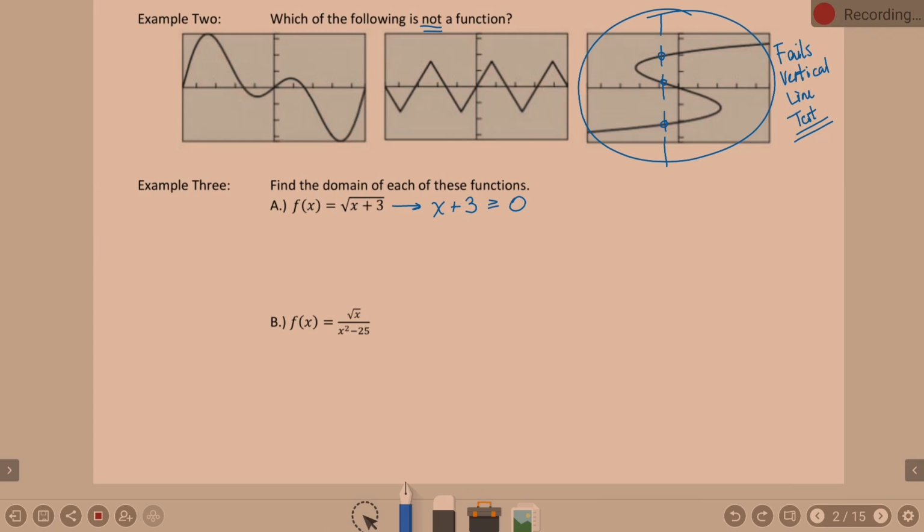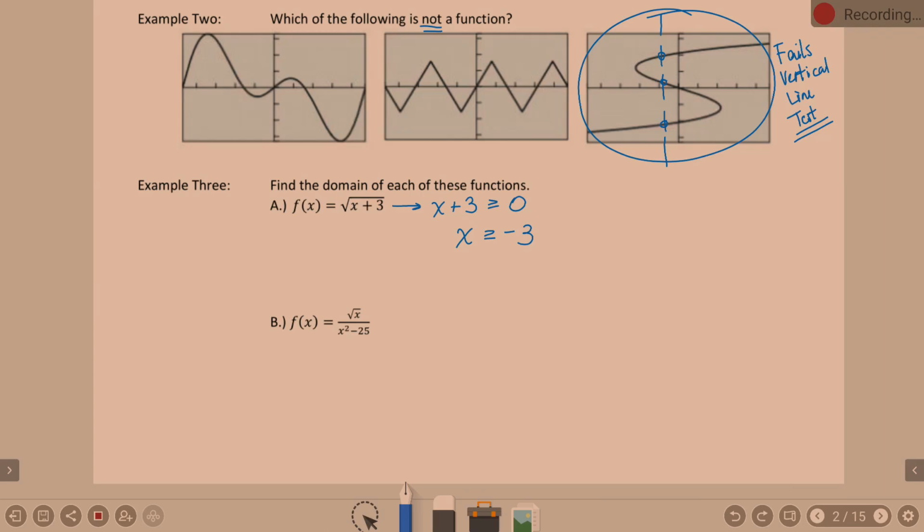What do you get when you solve this? If it's x plus 3 greater than or equal to 0, subtract 3 over and x is greater than or equal to -3. Okay, guys, that's your domain.